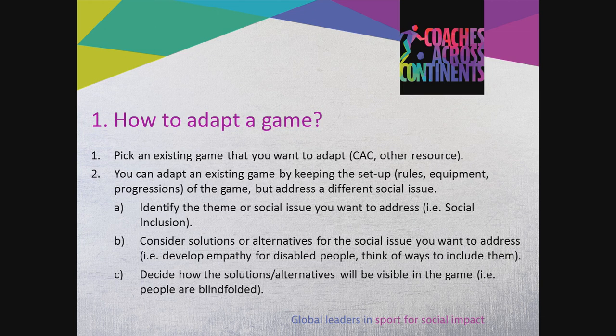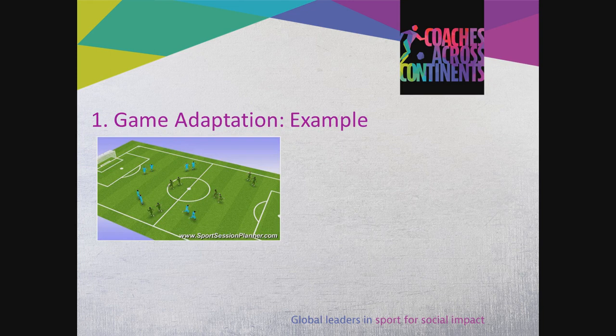I think the best would be if we go through these steps again using a very specific example. So I have chosen here a game that is part of the Coaches Across Continents curriculum. It's called Pair Soccer. It's a quite simple setup. It basically is a game to goal. So you have 2 goals, or you could actually even have more goals if you want. And you have 2 teams.